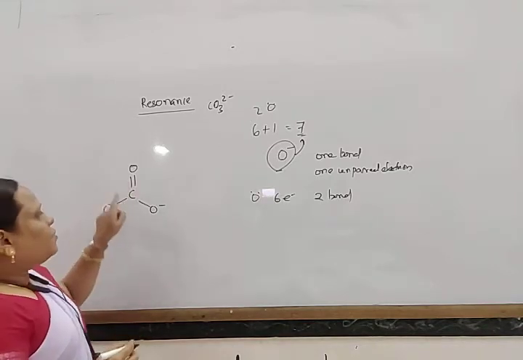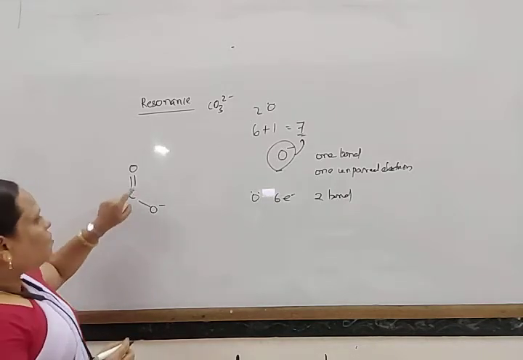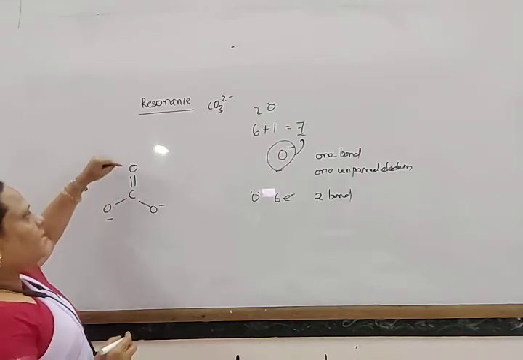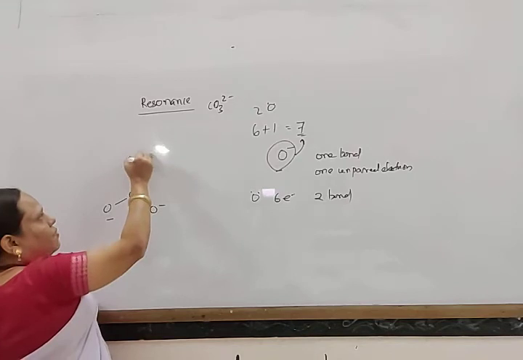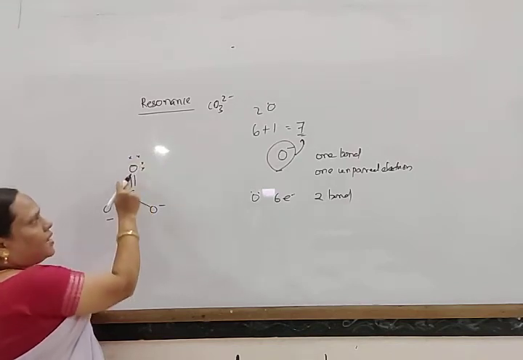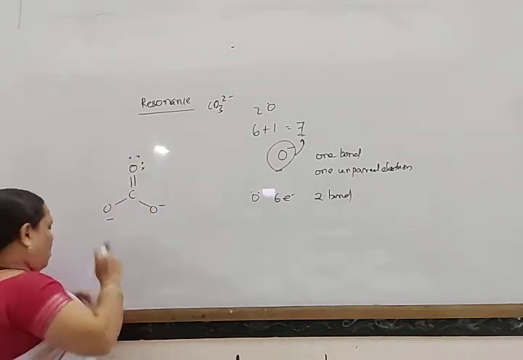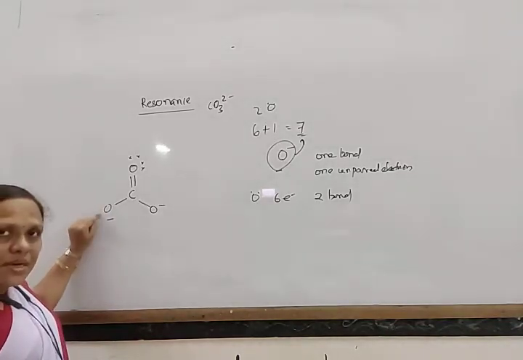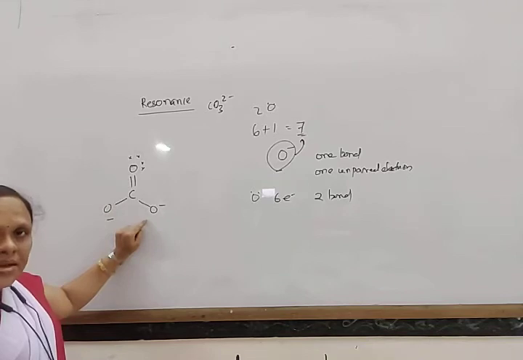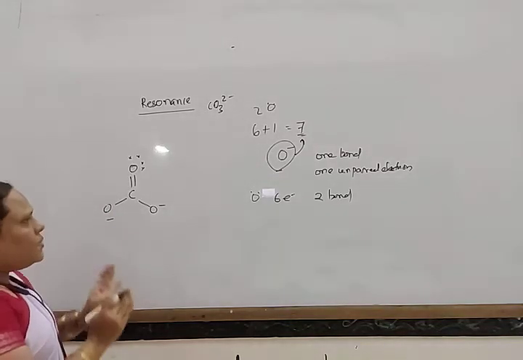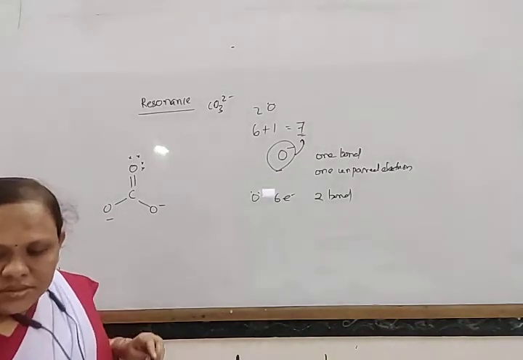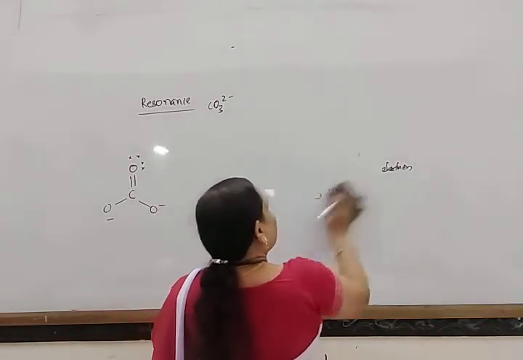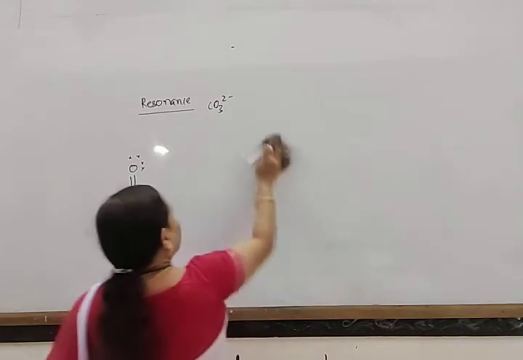Carbon has 4 electrons, so 1, 2, 3, 4 are shared by oxygen, and this oxygen has 6 electrons, 1, 2, 3, 4, and here 2. And this oxygen has 7 electrons. O minus has 7 electrons, and this O minus ion has 7 electrons. So this is the bond line structure, and now we write the resonance structure of carbonate ion. I can write it like this.